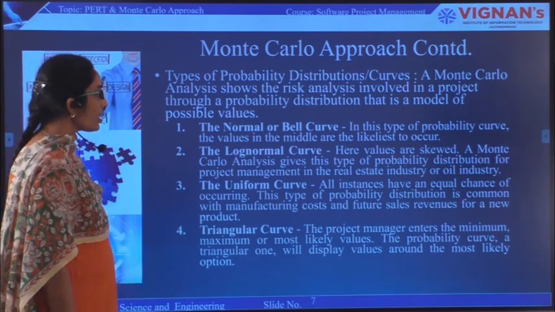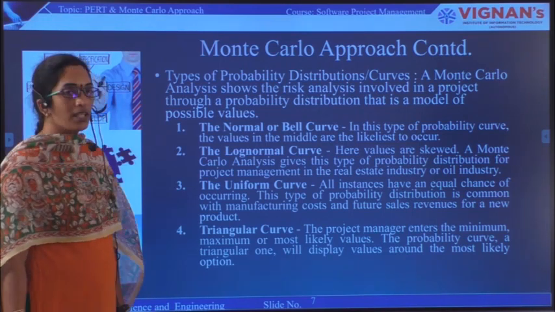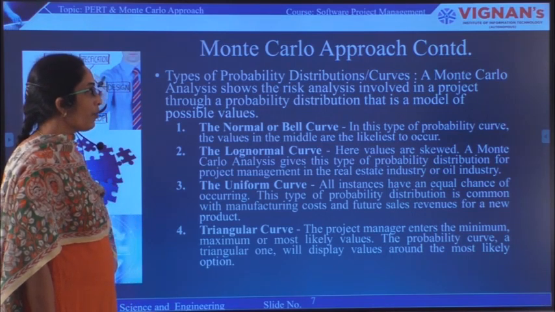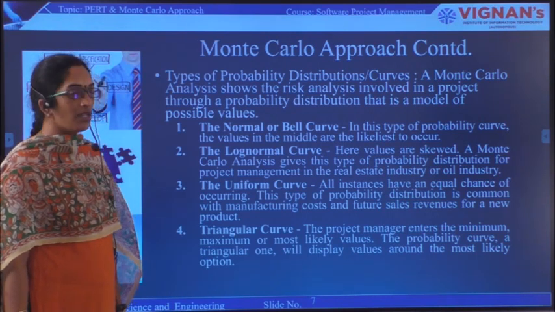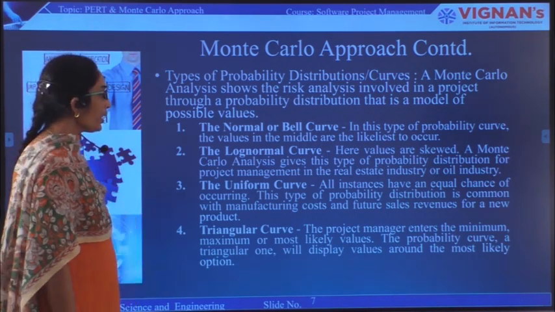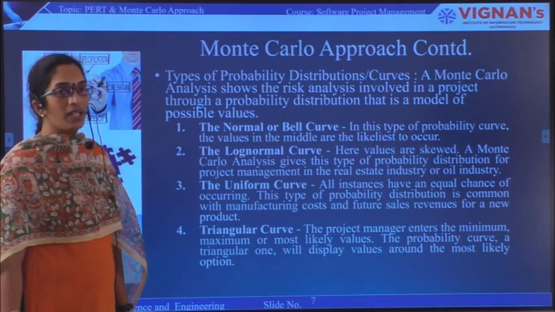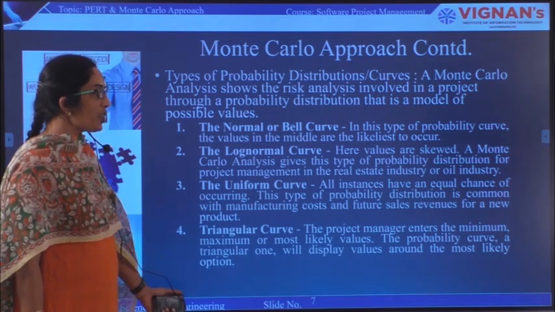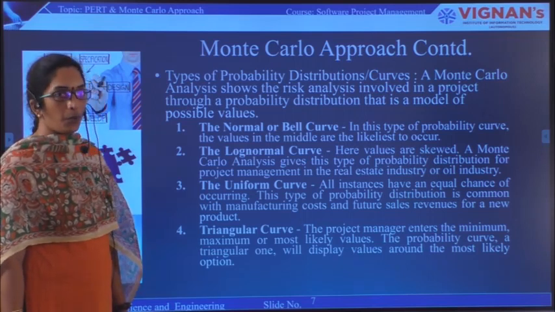The next curve is the lognormal curve, where the values are skewed, and these types of curves are used for project managers in the real estate industry or oil industry. Next is the uniform curve, where all the instances have an equal chance of occurring. This type of probability distribution is mainly used in revenues for developing new products.